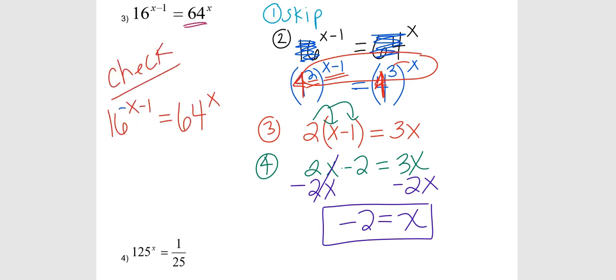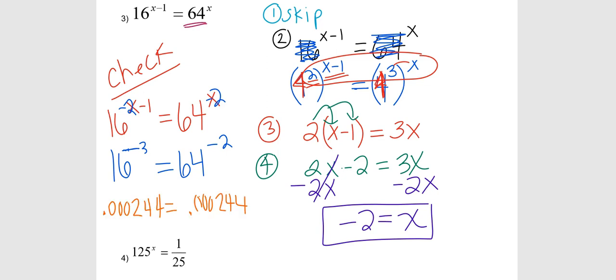So we're going to plug in -2. We have 16 to the -3rd power. And then 64, we're going to plug in the -2 here. And then we would put that into our calculator and make sure that they equal the same value. And when we put them in our calculator, both sides have the same value, about 0.000244. So then we know our answer is correct.